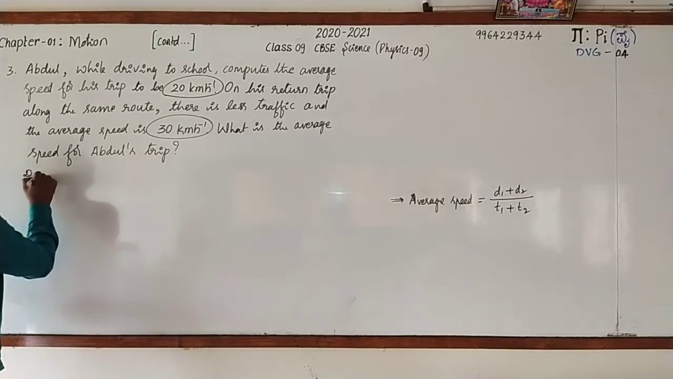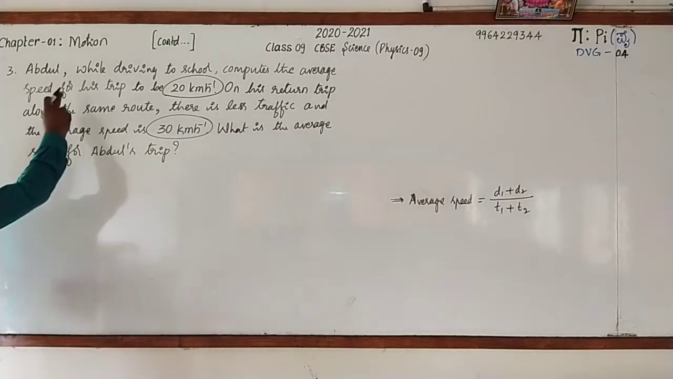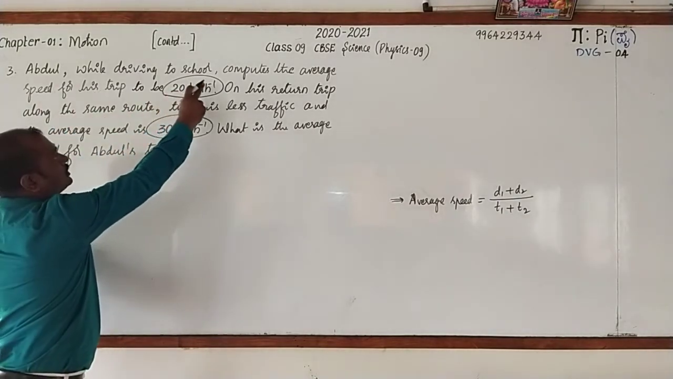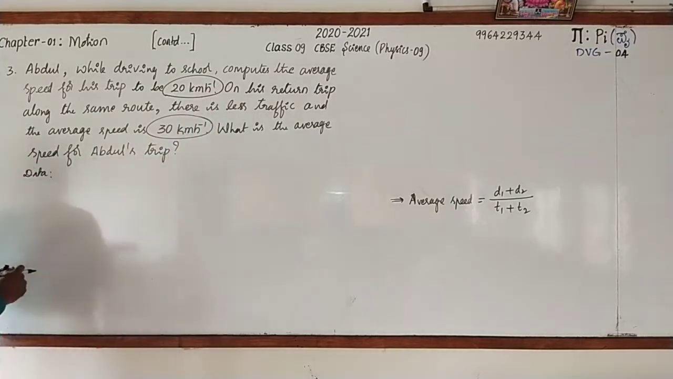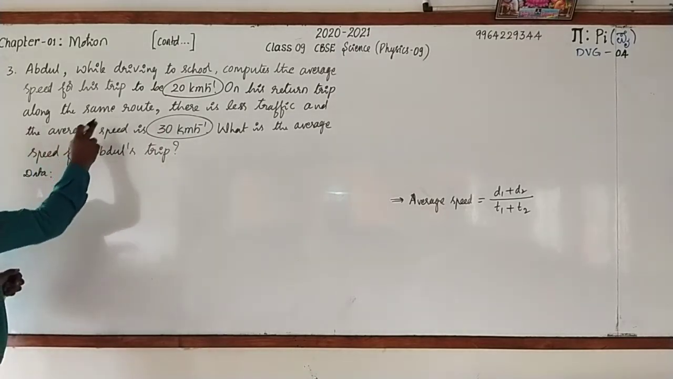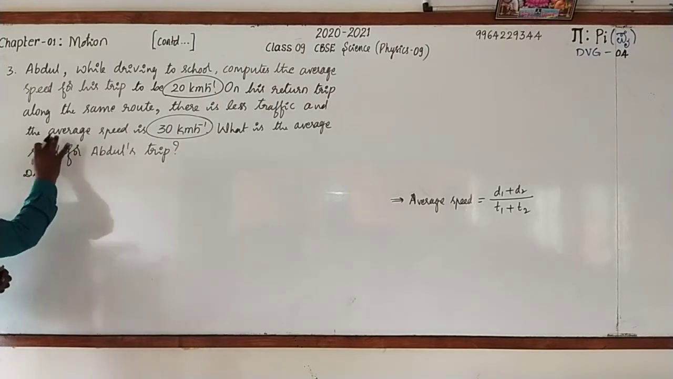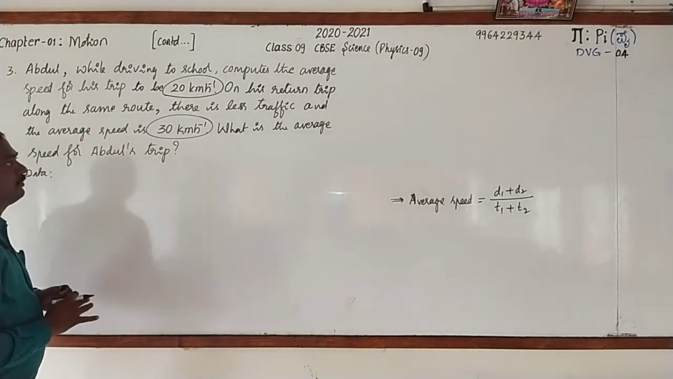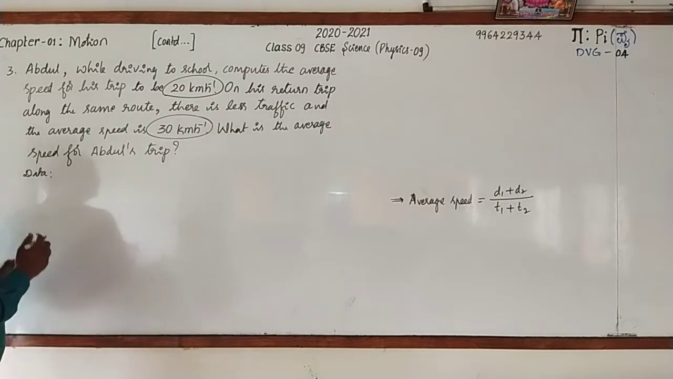Let us write the data. Observe. Abdul, while driving to the school, computes the average speed for his trip to be 20 km per hour. Then on his return trip along the same route, there is less traffic and average speed is 30 km per hour. Let's go for writing that.